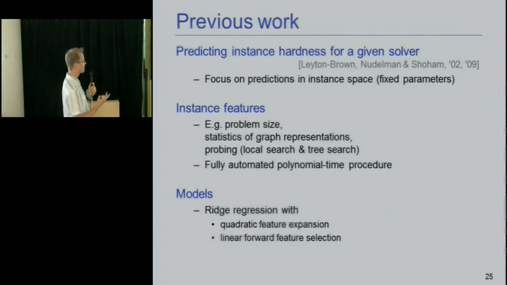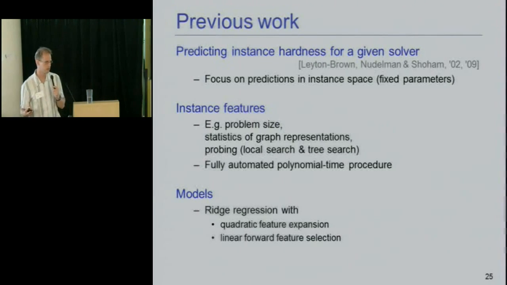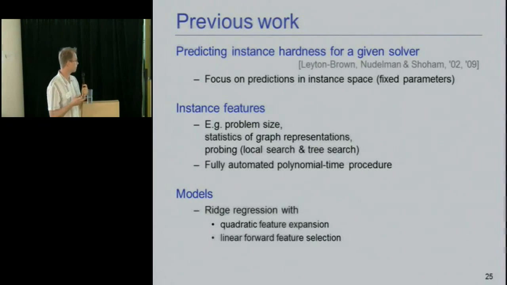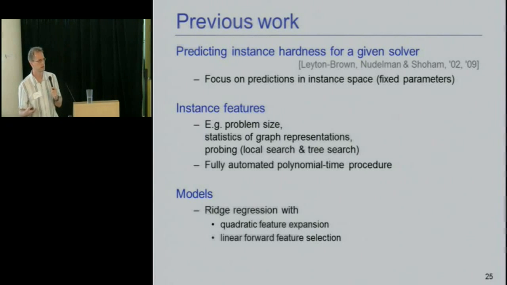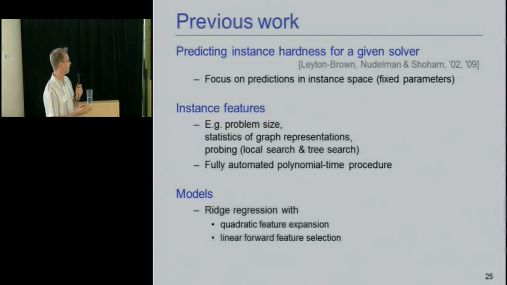And the models that they used, well, they tried a bunch of different models, but what they ended up with is a fairly simple model, ridge regression, which is just linear regression with L2 regularization, but with some bells and whistles. So they had a quadratic feature expansion, and then they had all these features, and not all of them are important. So they really had to use some sort of feature selection technique. And for ridge regression, you can actually implement linear forward selection very, very efficiently with rank 1 updates.